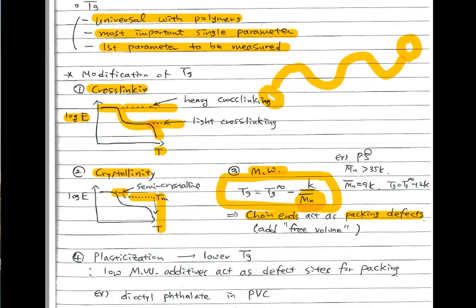So for example, polystyrene with number average molecular weight over 35,000 has basically the same Tg of about 100 degrees C. But on the other hand, the same polystyrene with molecular weight of 9,000 has a Tg of 88 degrees C, much lower than the high molecular weight polystyrene.